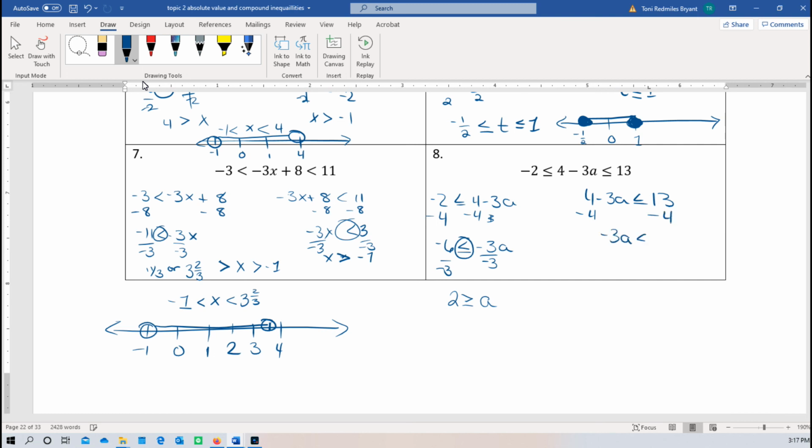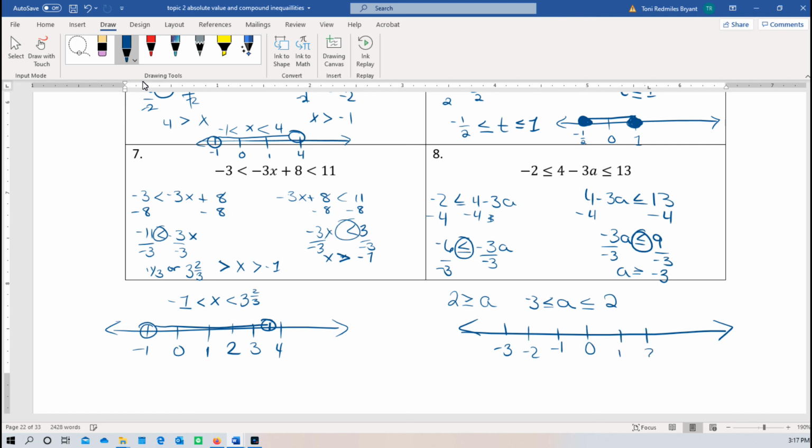Negative 3a is less than or equal to 9. Divide out the negative 3. Divided by a negative, so I'm going to flip the sign. A is greater than or equal to negative 3. So let's reverse our idea. So a is in the middle. All right, and I'm equal to the negative 3. I'm also equal to the 2, and I'm all the values in between.